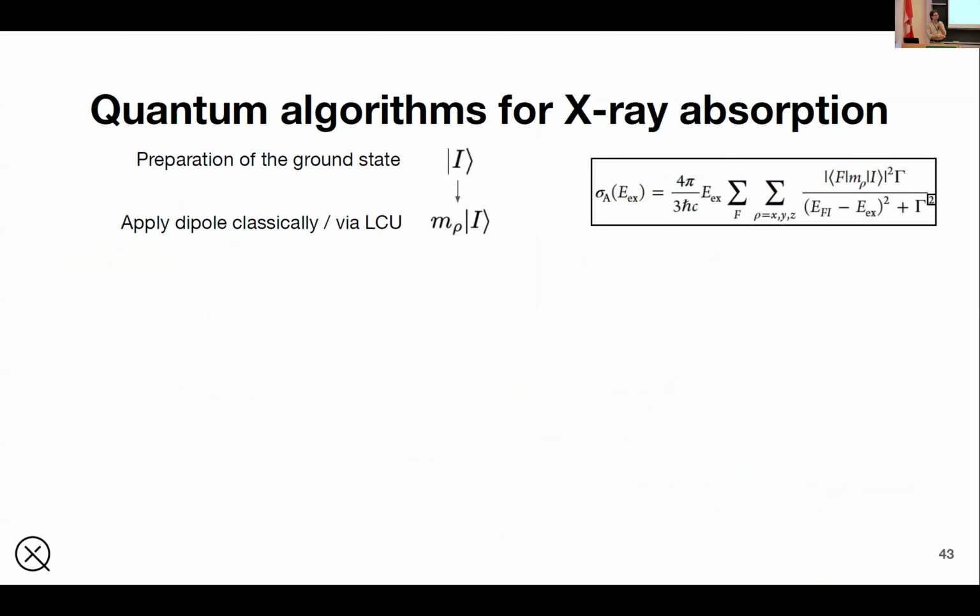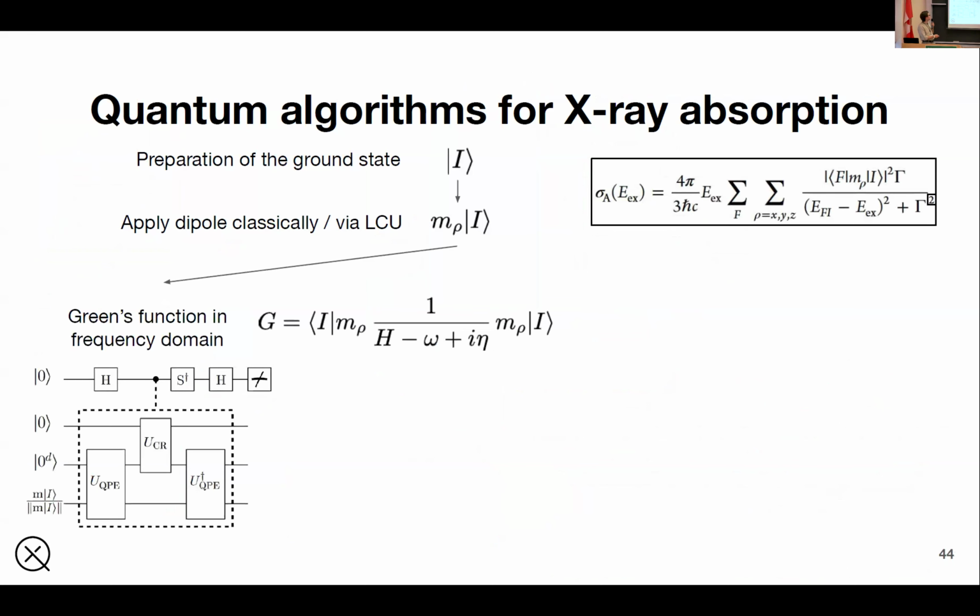So the quantum algorithms that we use to obtain this all start with the preparation of the ground state. And because the clusters that we're looking at are fairly simple, they're not too challenging to prepare. We know from the literature that these ground states can be prepared fairly accurately. And then we have a choice. So we could rephrase the absorption spectrum as a Green's function in frequency space, and then we can use a Hadamard test circuit to obtain the values of it.